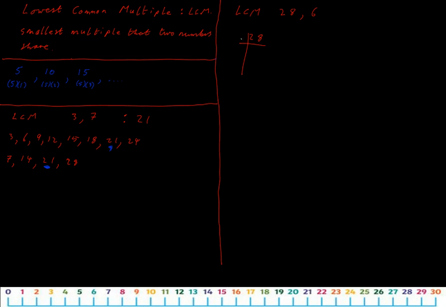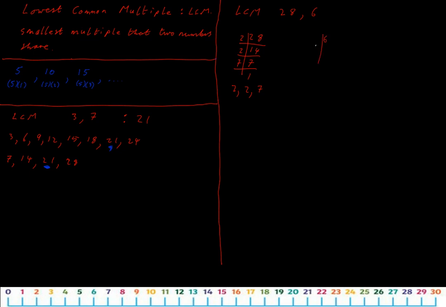So 28, the smallest prime number that's going to divide into 28 is going to be 2, and we're left with 14. And the smallest number to divide in will be 2, and we're left with 7. And then the smallest prime number to divide in will be 7, and we're left with 1. And the job is done. So we have 2, 2, and 7 are the prime factors of 28.